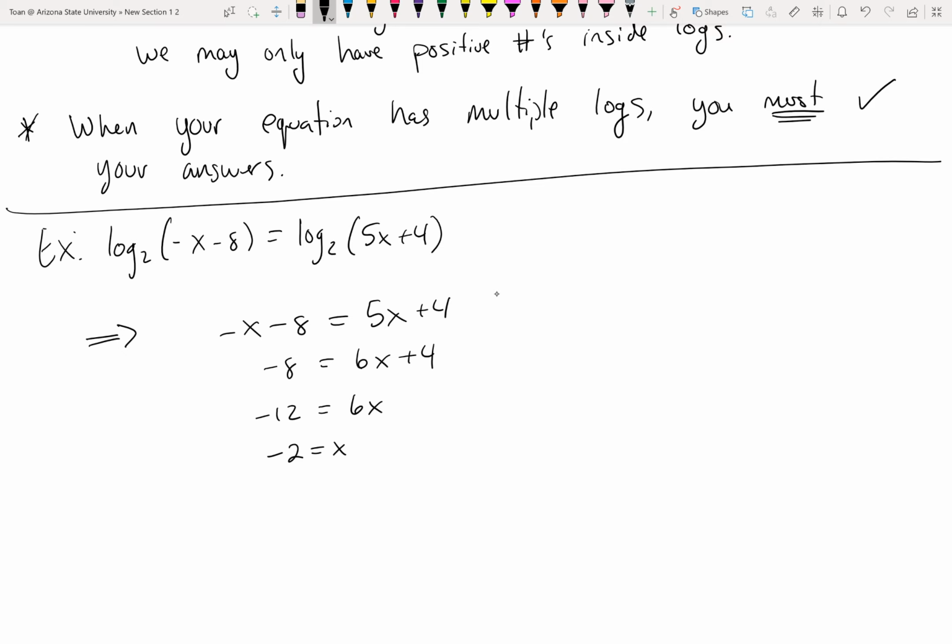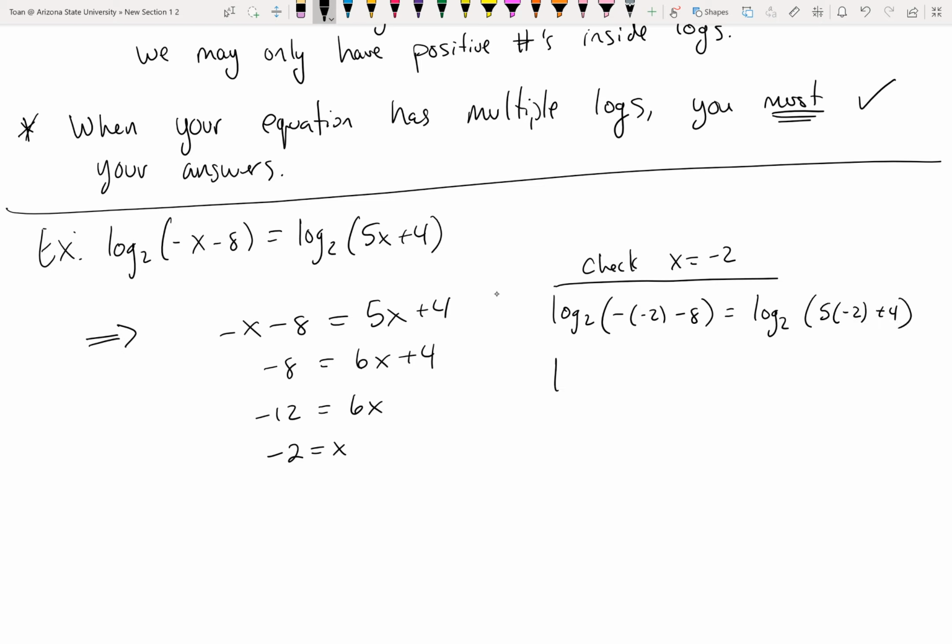So let's go ahead and plug in x equals negative 2. We have to check in both logs. So you have log base 2 of negative 2 minus 8 equals log base 2 of 5 times negative 2 plus 4. That gives us log base 2 of negative 2 minus 8, which is negative 6, equals log base 2 of negative 10 plus 4, which is negative 6.